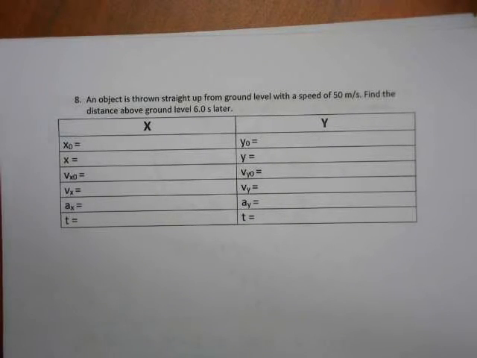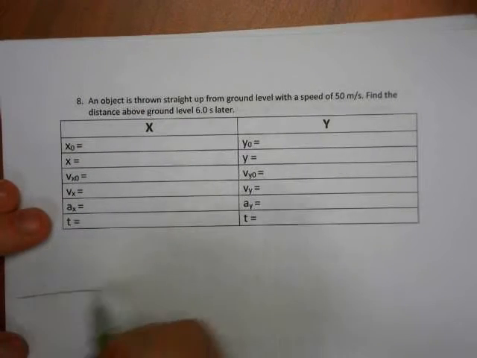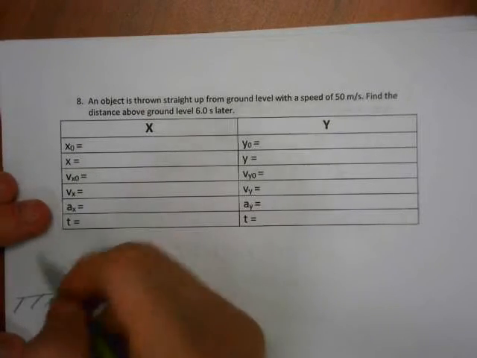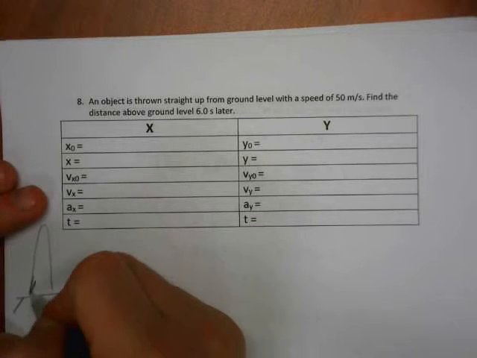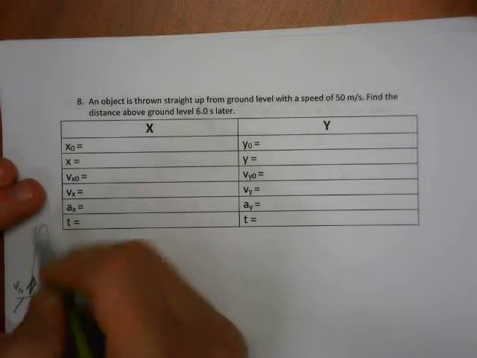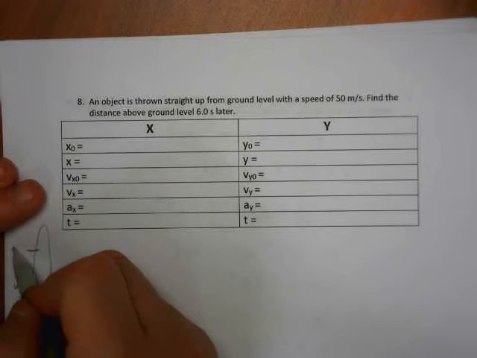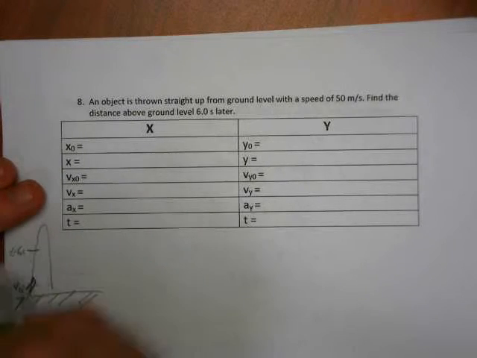An object is thrown straight up from ground level with a speed of 50 meters per second. Find the distance above the ground 6 seconds later. I'm going to draw a little diagram. At some point, t equals 6 seconds, you're right here.